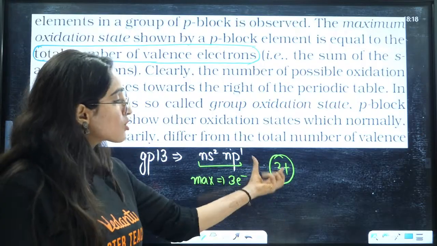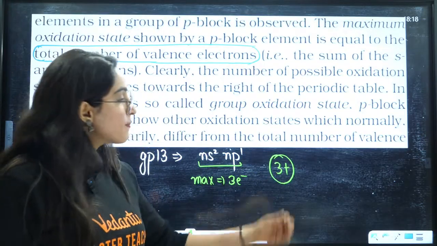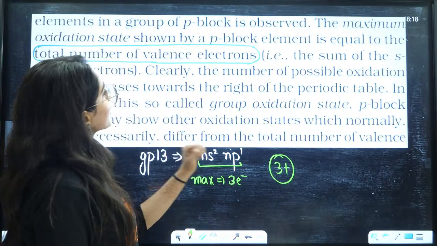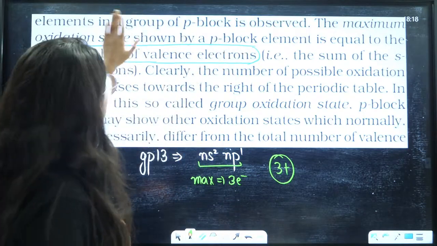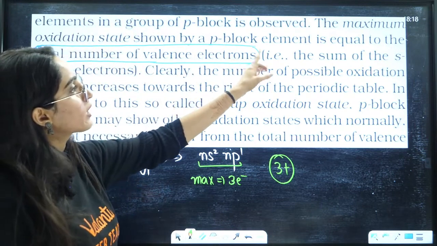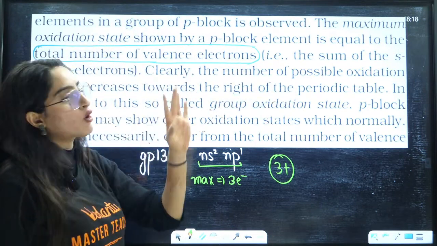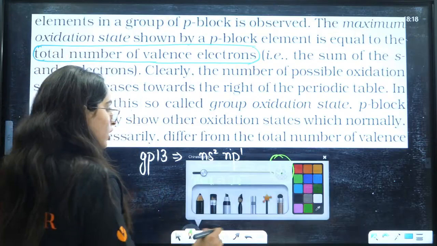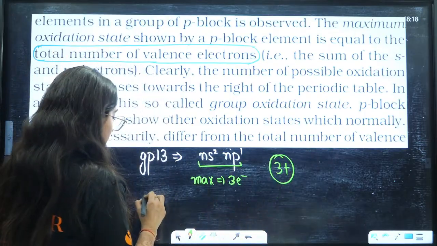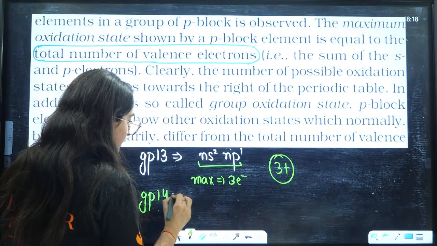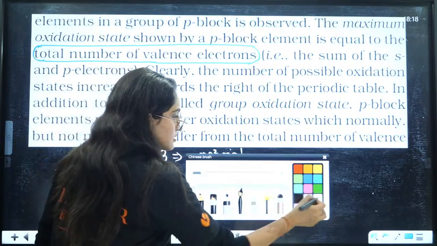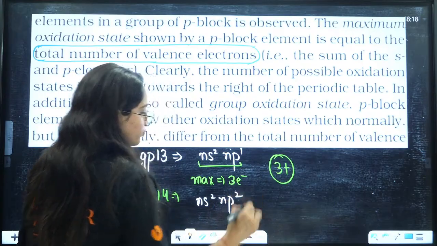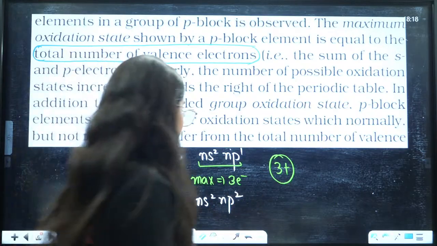Why? Because this is the oxidation state, right? This is the maximum oxidation state in which it can exist. So this is what they are saying, that the maximum oxidation state shown by a p block element is equal to the total number of valence electrons that it is having, right? If you talk about group number 14, it is ns2 np2, right? It is ns2 np2.